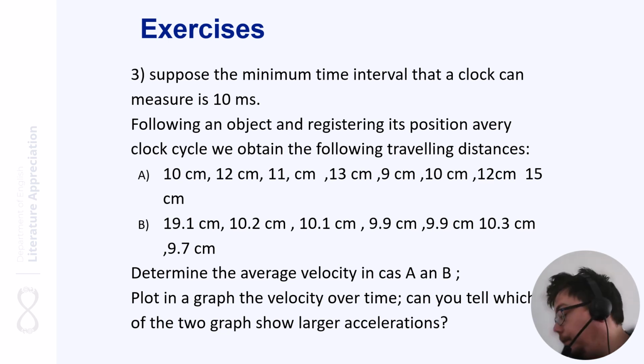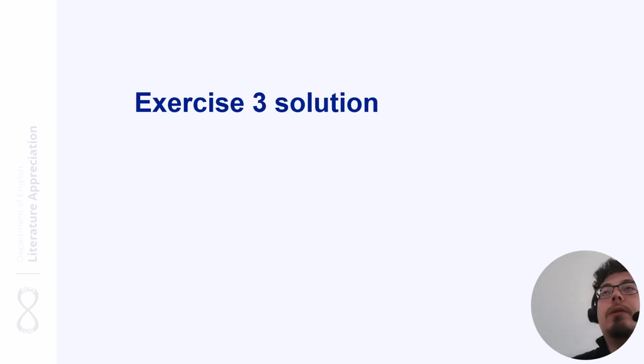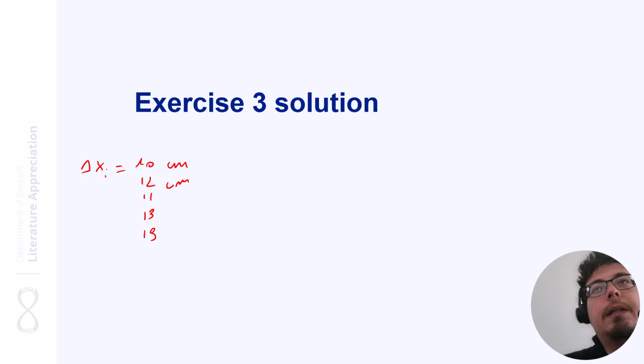So first of all, we want to list the delta x's, which we have, which are delta xi, which are 10 centimeter, 12, 11, 13, then there is a 19. These are all in centimeter.